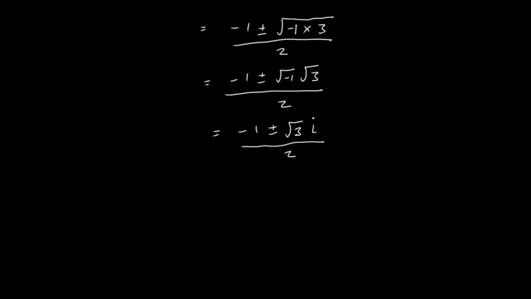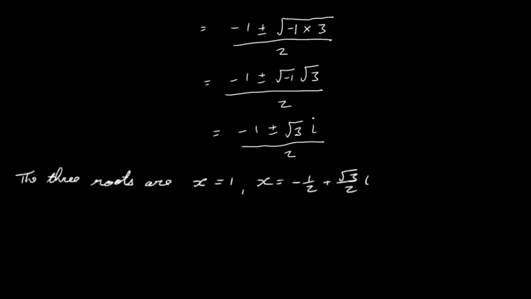Okay, so let's write down the three roots that we found. The three roots are x is equal to 1, x is equal to minus a half plus root 3 over 2 i, and x is equal to minus a half minus the square root of 3 over 2 i. Okay, so there are three roots.